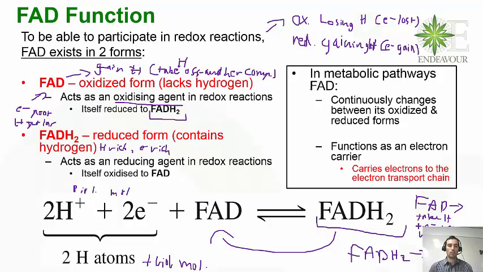The really unique thing about these coenzymes is that they can continuously change between these oxidized and reduced forms. It can interchange between the FAD and the FADH2. The other thing that this allows it to do is, when it's in the electron-rich form, which is our FADH2, it can function as an electron carrier and carry these electrons to the electron transport chain, where they are used to drive the production of ATP.